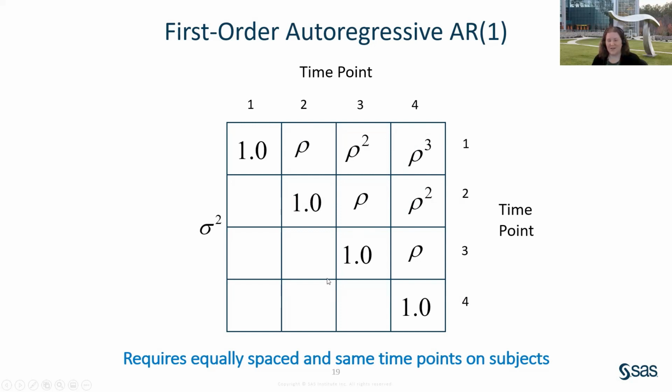This is substantially simpler than an unstructured covariance matrix. So this is popular, but it does require equally spaced time points, and it requires the same time points on every subject. And the reason it requires equally spaced time points is just due to the way these exponents work.